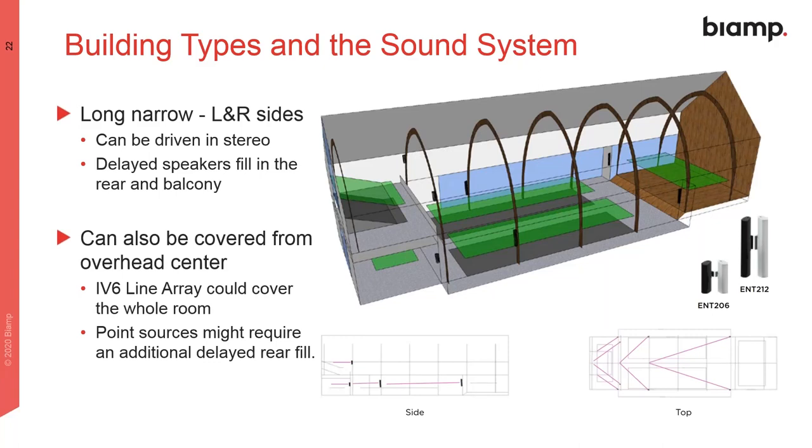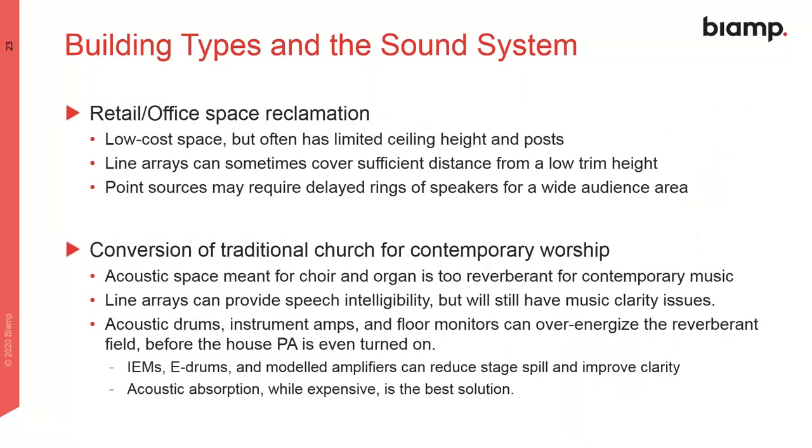A long, narrow building, we can put left and right on the sides. In this case, we would have the height to do a center as well if we wanted. So either way, it could be done left, right, stereo. Probably need delayed fill for under the balcony and over the balcony in the back. This could also be covered from the center with an IV6 array. It could be shaped to cover most of those rooms, and maybe not need some fills, depends on the distances and so forth. Other things you'll run into in churches.